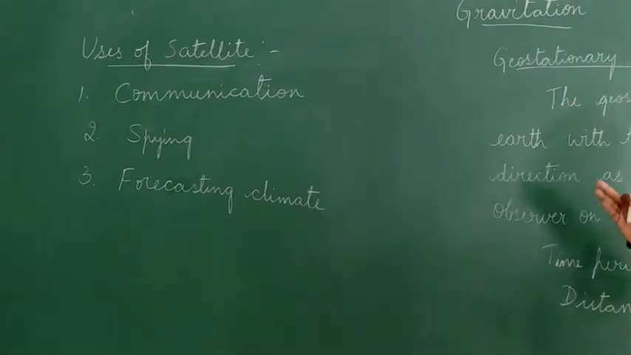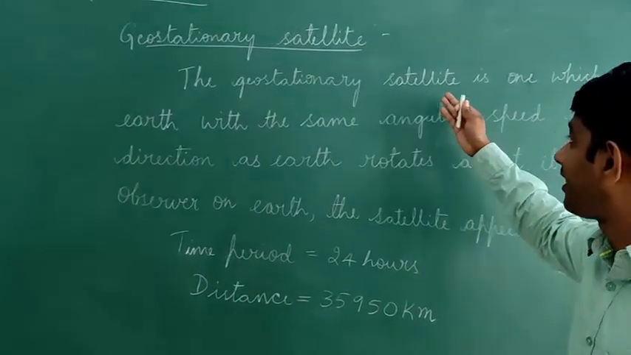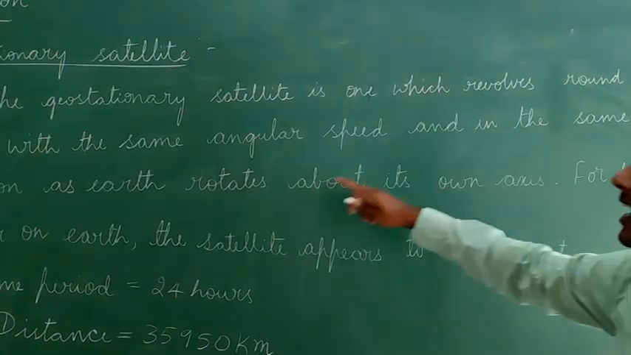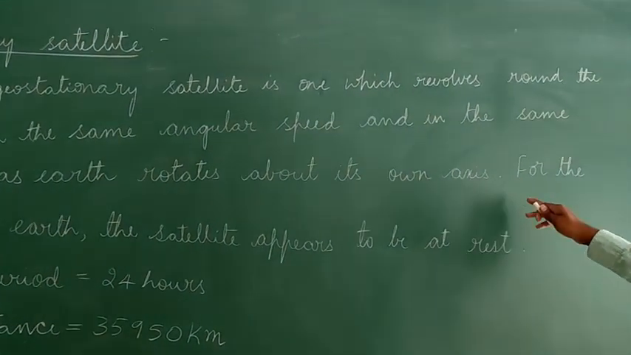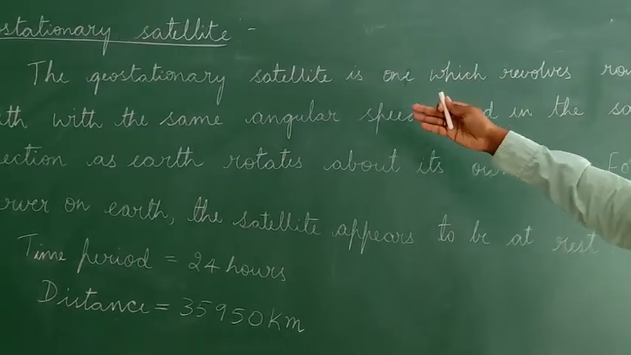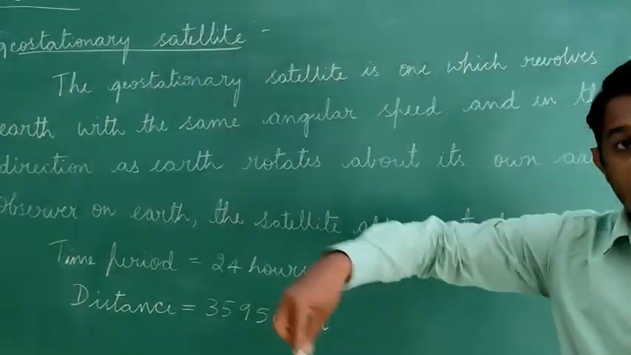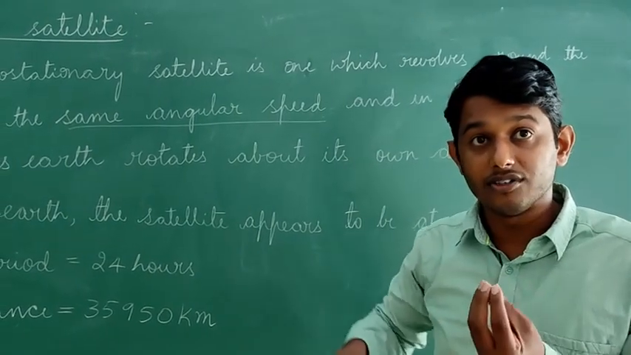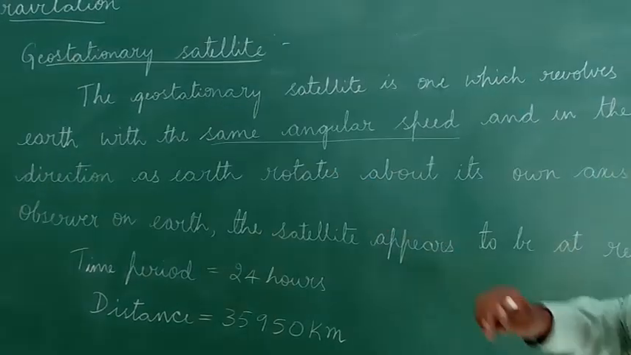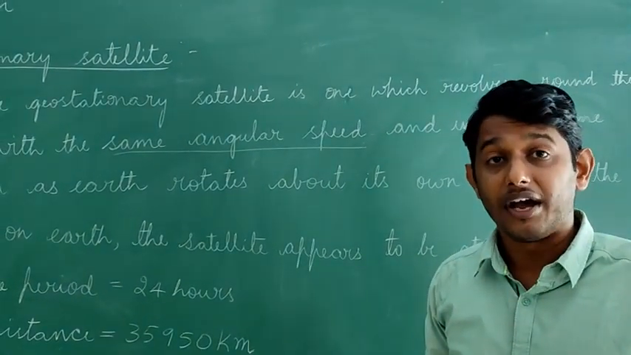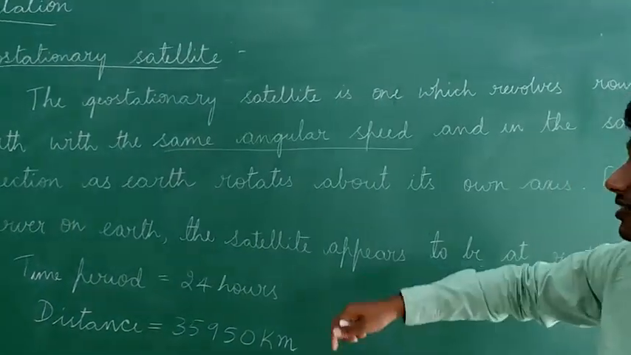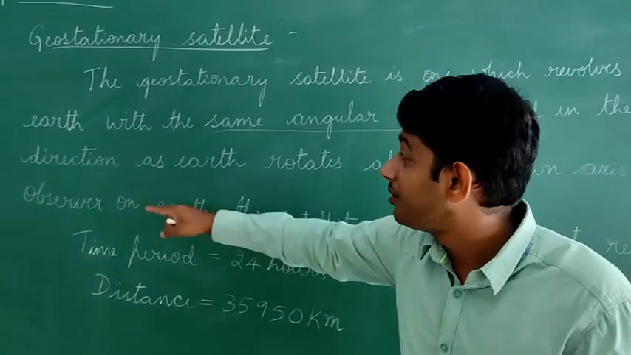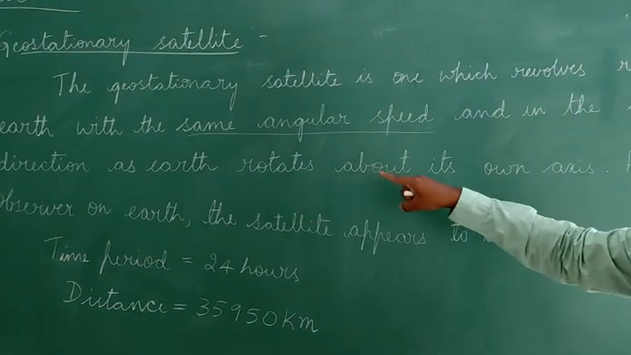The next topic is the geostationary satellite. The geostationary satellite is one which revolves around the Earth with the same angular speed and in the same direction as the Earth rotates about its own axis. So I'll repeat again: the satellite will revolve around the Earth with the same angular speed as the Earth rotates. The Earth rotates at a certain speed, and at that particular speed itself, the satellite will revolve around the Earth. It will also follow the direction in which the Earth rotates about its own axis.